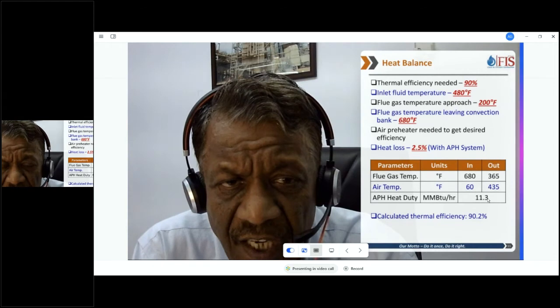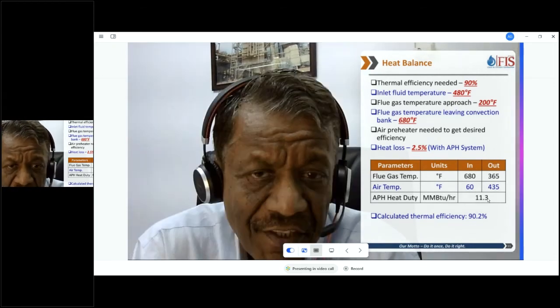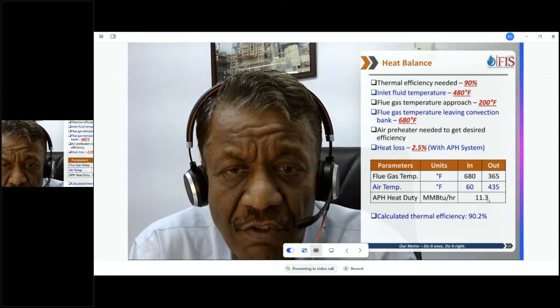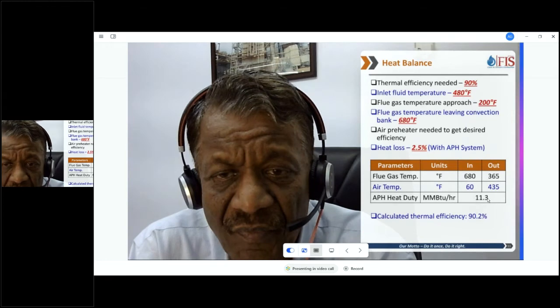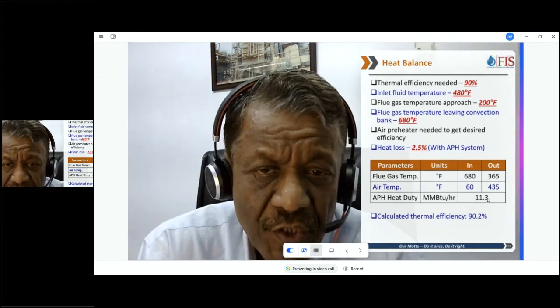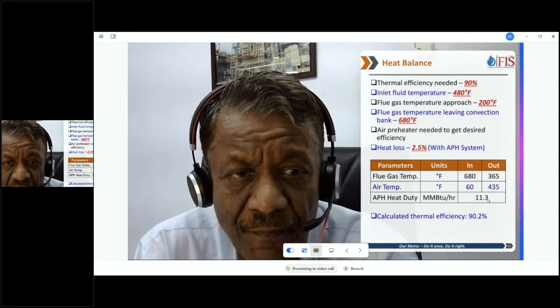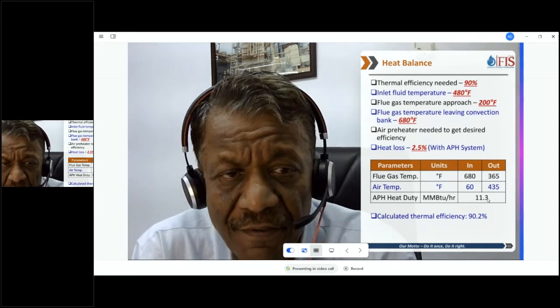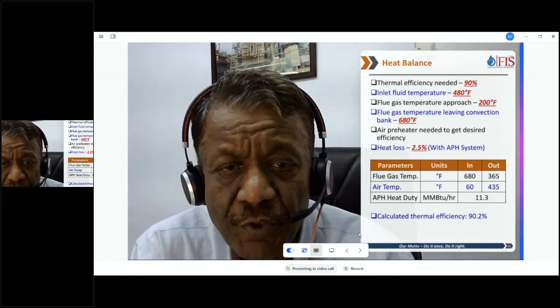Heat loss we assumed is 2.5% based on API 560. Those of you who don't know what API 560 is, API stands for American Petroleum Institute, and they have had the standard 560 for fired heaters for more than 30 years. And it's almost like a Bible for fired heaters. Makes a good reading.